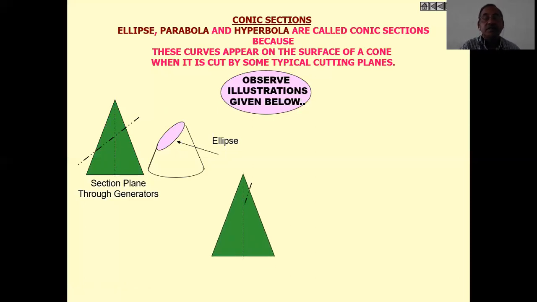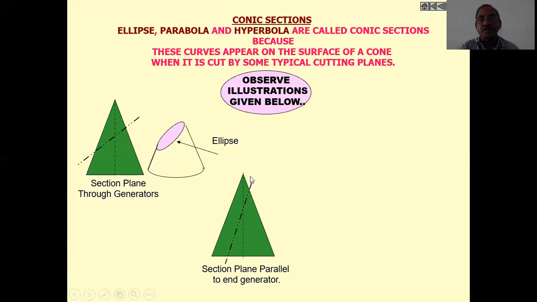So now here, alpha is less than theta. It is very clear. Alpha is less than theta. Here the section plane is parallel to one of the generators. You can draw an infinite number of generators on the lateral face of a cone.